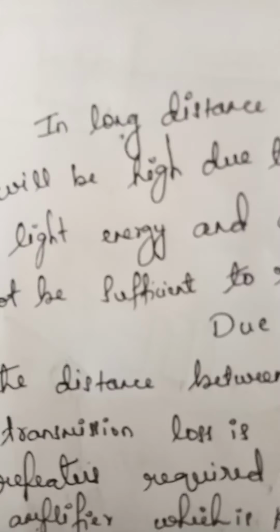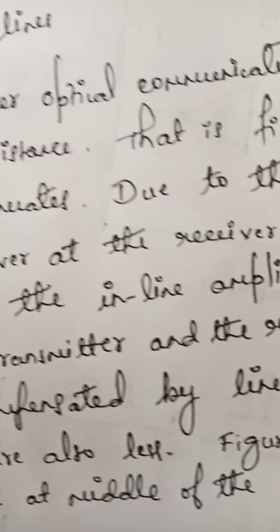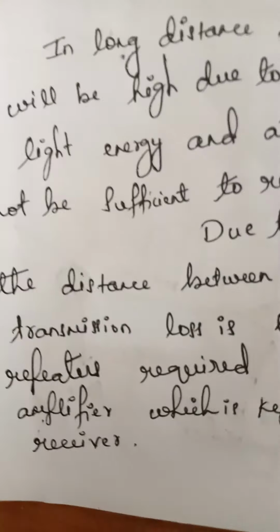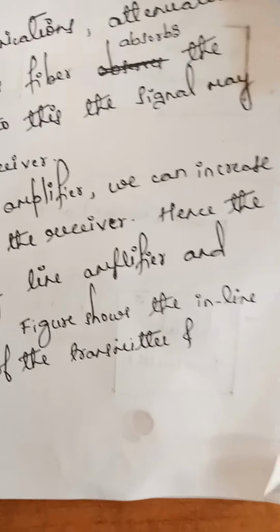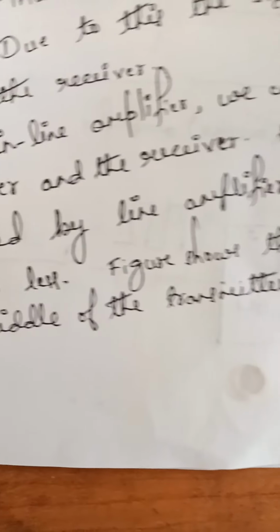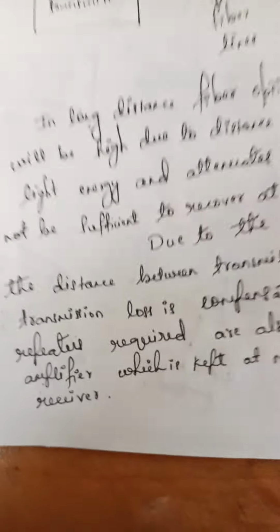Hence, the transmission loss is compensated by the inline amplifier, and the repeaters required are also fewer because of the usage of the inline amplifier. The figure I have shown is of the inline amplifier, which is kept in the middle of the transmitter and receiver.